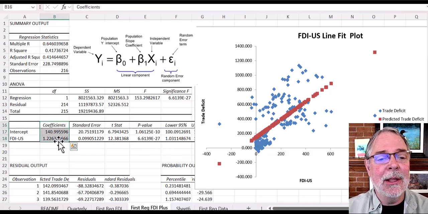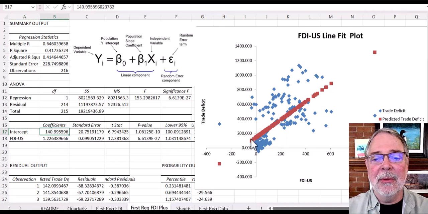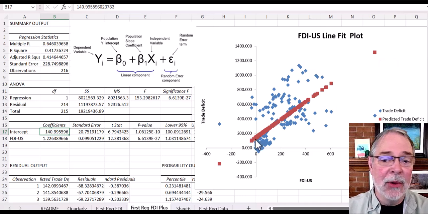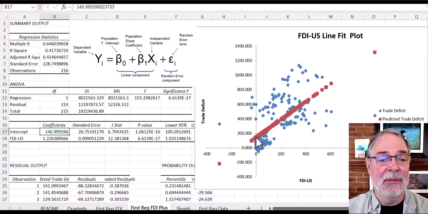But here we go, right? This right here is beta naught. This guy up here. This is beta 1. Over here, in terms of the picture, this is the y-intercept of the line that the computer has come up with. And it's at 141. So when FDI US is 0, the prediction is that the trade deficit will be here at 141.